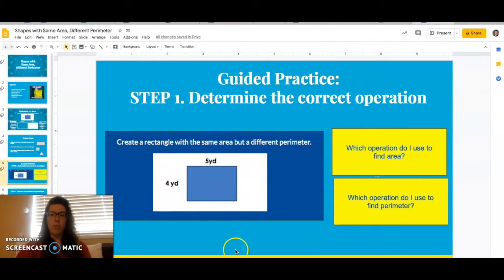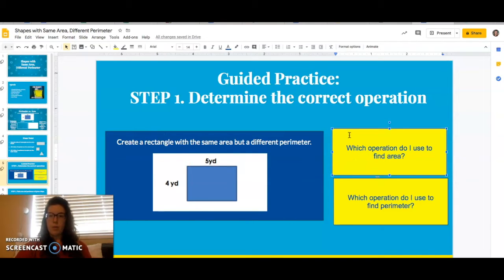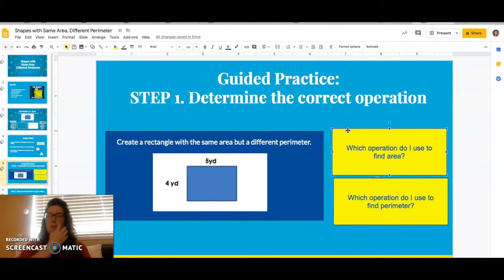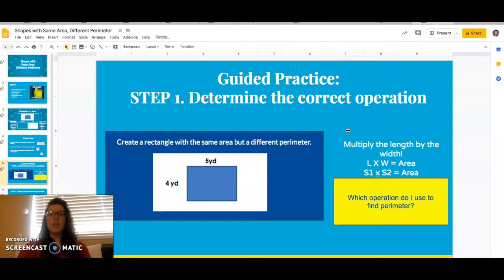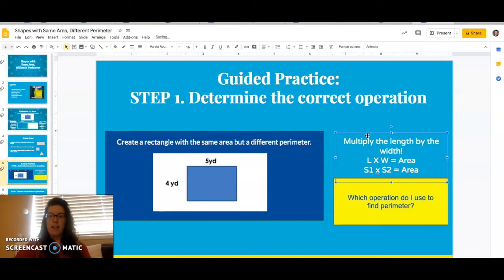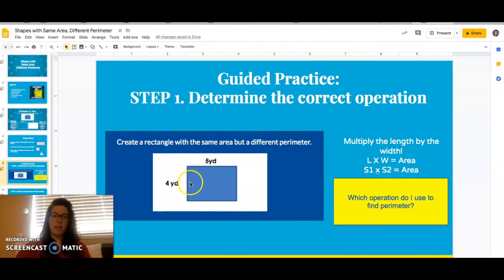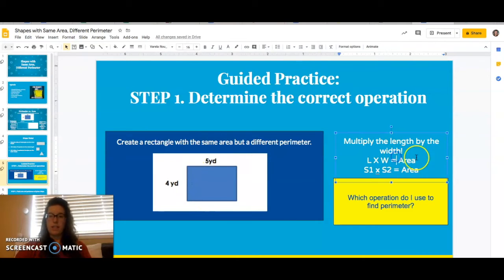Okay, so I have that same problem here from a few slides ago. I'm going to remind myself, which operation do I use to find area? Think in your brain. If you said multiplication, you're right. We multiply the length by the width to find the area, or we multiply side 1 by side 2, however you like to think about it, whatever makes most sense in your brain.